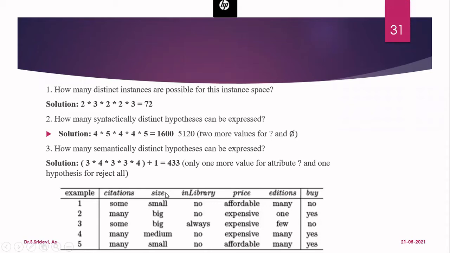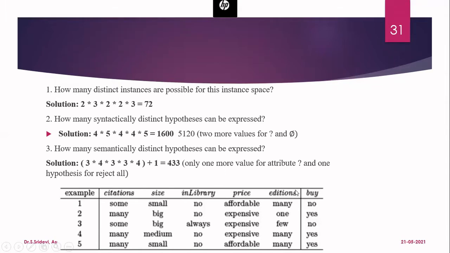We have citation, size, in library, price, and edition. Now consider citation. How many unique values are there? Only 2 unique values, so write 2 for the first attribute. For the second attribute, size, I have small, big, medium. 3 values, so write 3. For the third attribute, in library, I have no and always, so 2 different values. Write 2. For the fourth attribute, price, I have affordable and expensive, so only 2 possible values. I am writing 2.